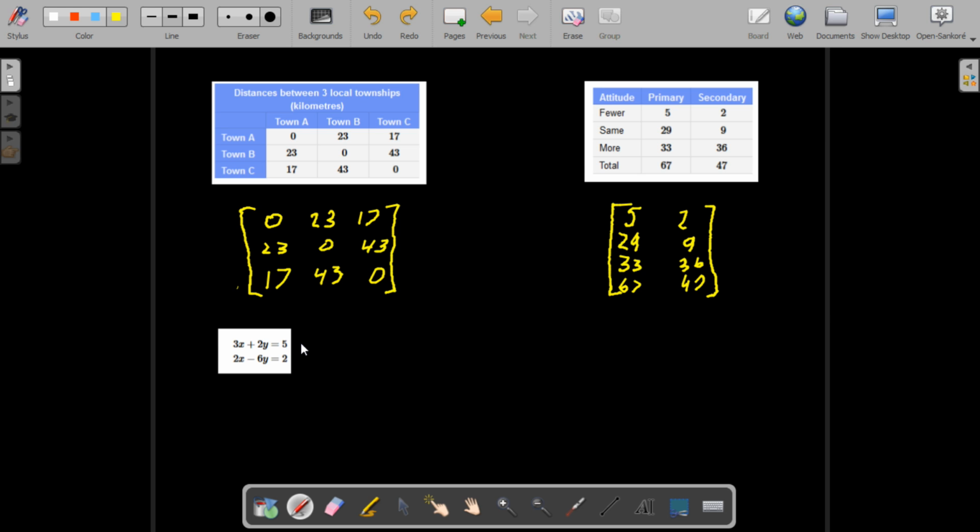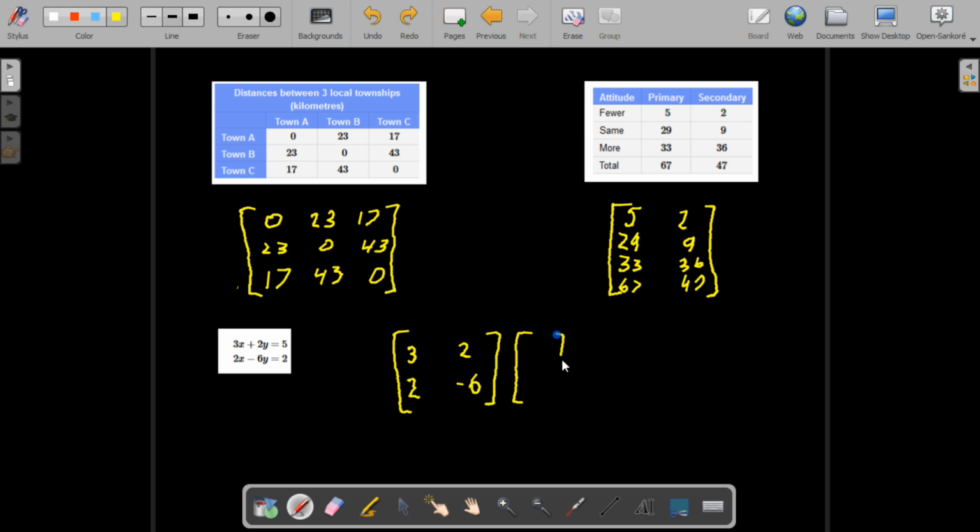And we can use matrices, although we don't do a lot with this, to solve simultaneous equations. We look at the elements in front of the x and y. So we've got 3, 2, 2, and -6, and basically make a matrix around it. So just take the coefficients in front of the unknowns: 3, 2, 2, and -6.